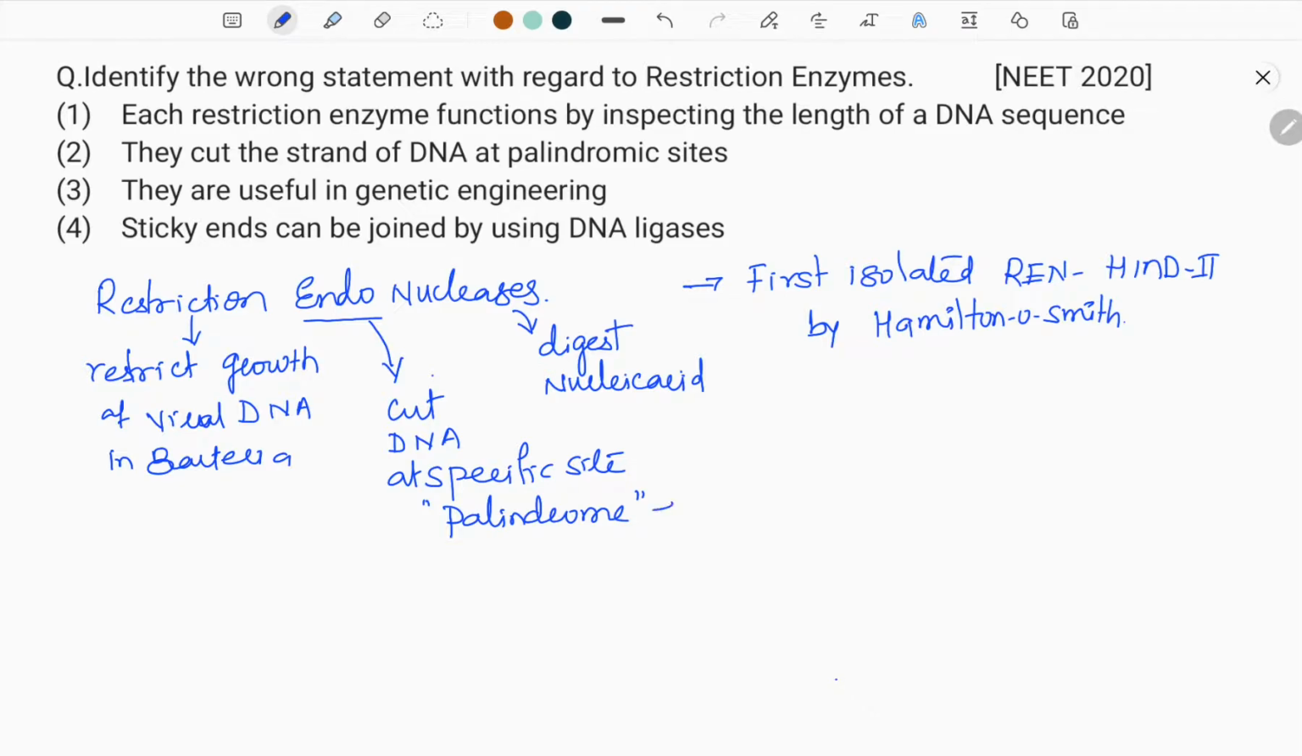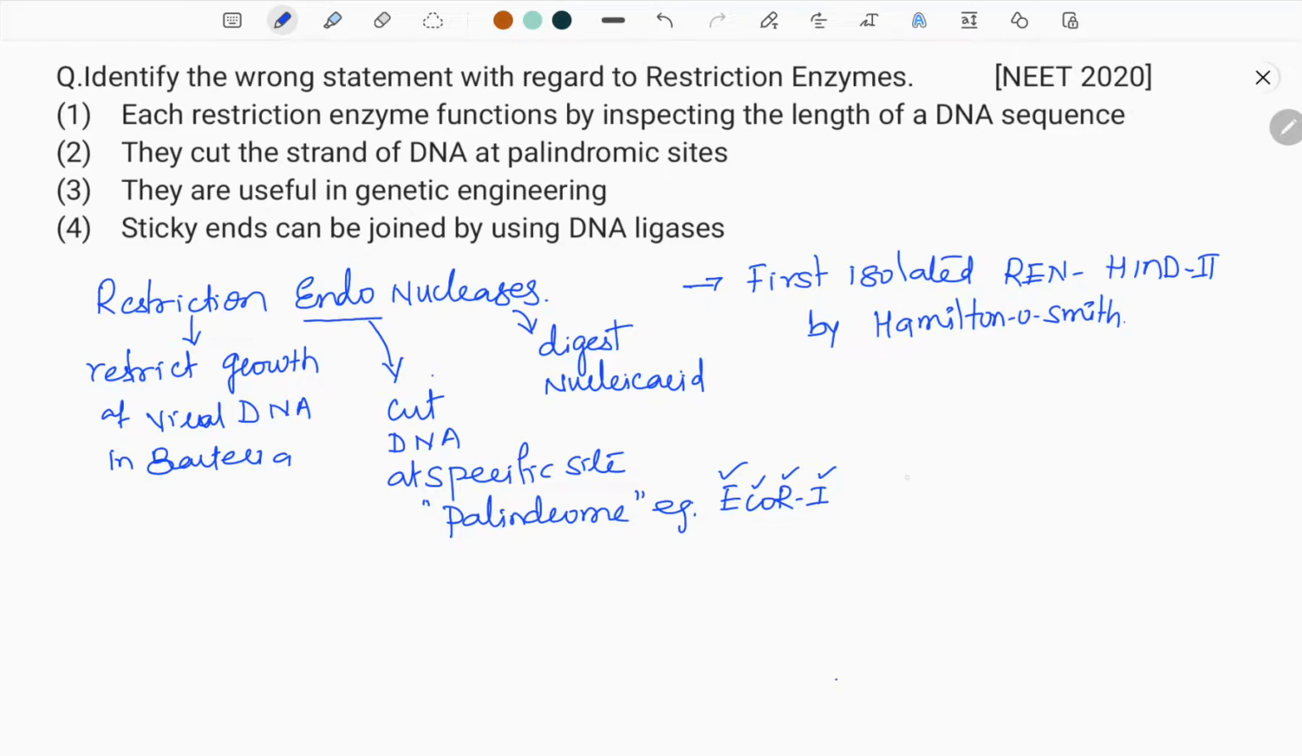I give the example of a palindrome of EcoRI. EcoRI is a restriction endonuclease. E is for Escherichia, co for coli, R for the strain, and I for the order in which it was isolated. So it was isolated from Escherichia coli bacteria, which we commonly call E. coli. So it is EcoRI, not I. The I indicates the Roman numeral, the order in which it was isolated.